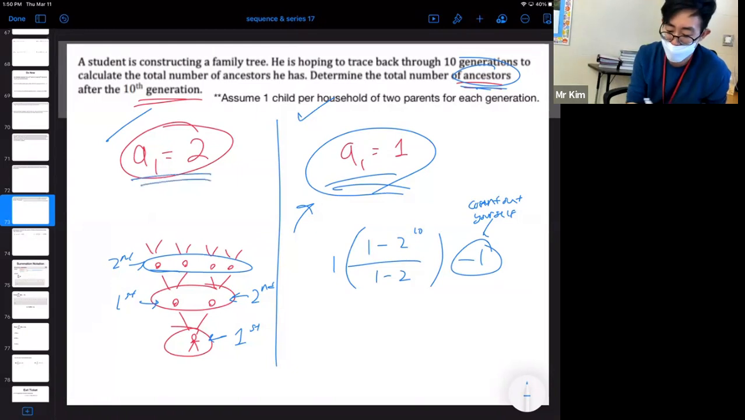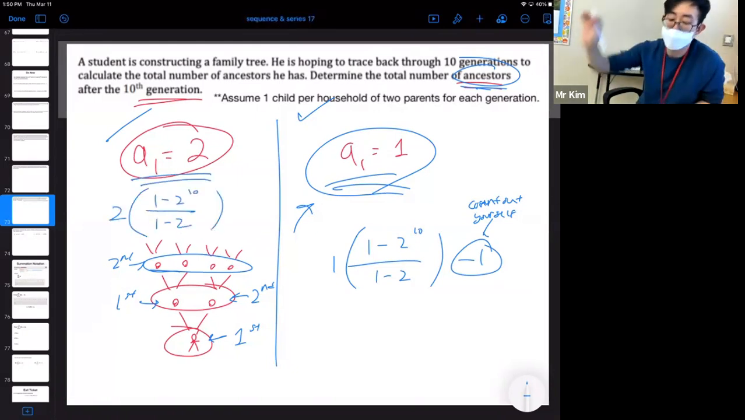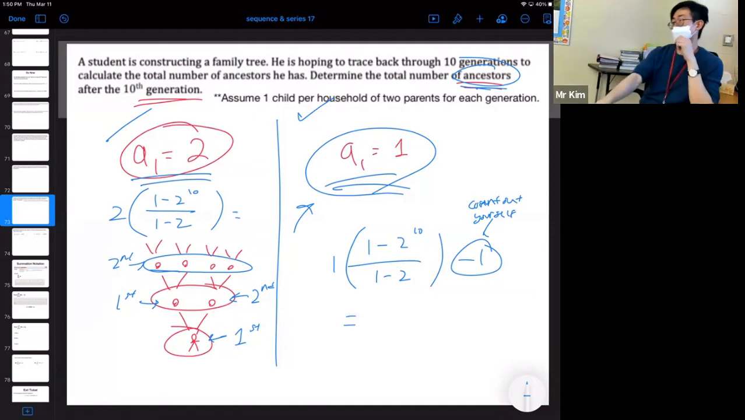If you started from here, 2 times 1 minus 2 to the power of n over 1 minus 2, assuming that you started the first generation as your parents, then that's okay. But these two are totally different numbers. They're very different numbers here.